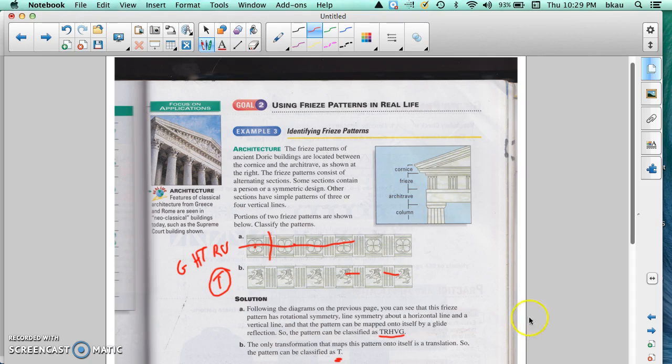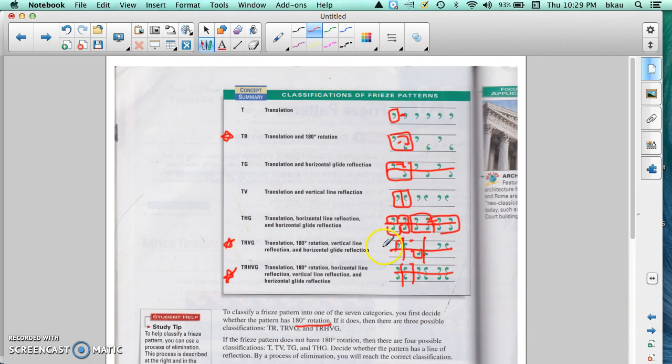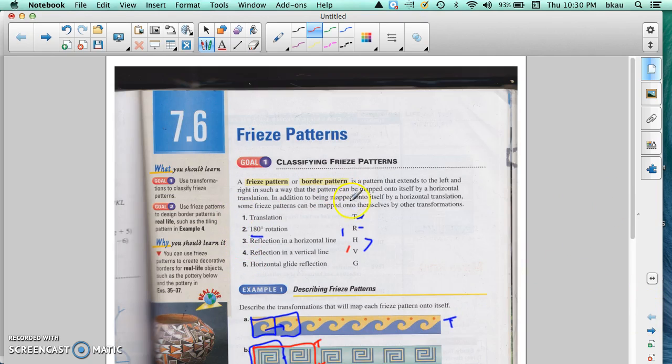So what you're going to need to do is, in your notes, write down these types of classifications, and you have to write down what each one means. T stands for translation, TR stands for translation and 180 degree rotation, TG stands for translation and glide reflection, TV stands for translation and vertical reflection, THG translation, horizontal reflection and a horizontal glide reflection. So all of these have abbreviations, so that goes back to the first thing here. You're going to need to know what those are, so you need to write those in your notes so that you can use them on the test.